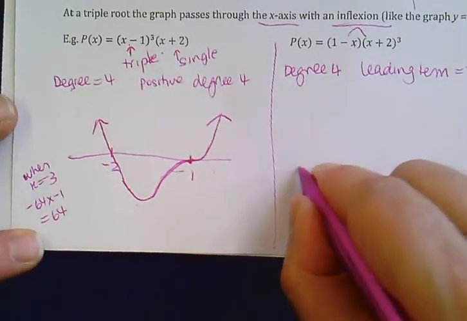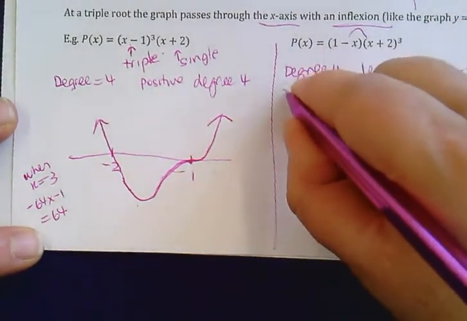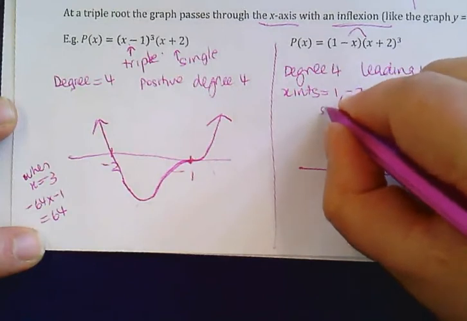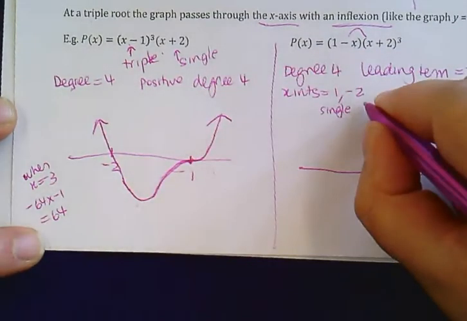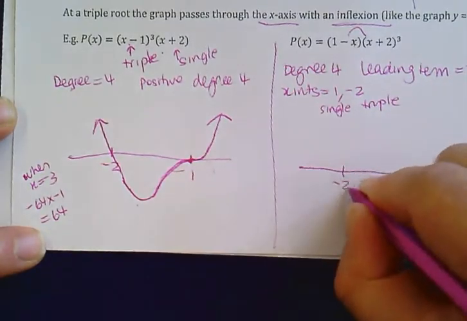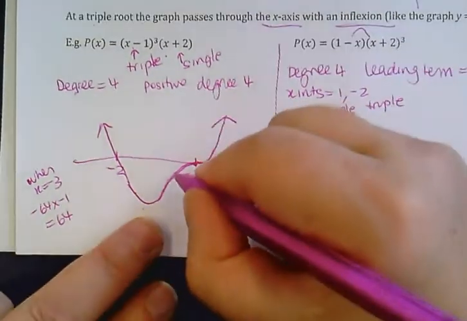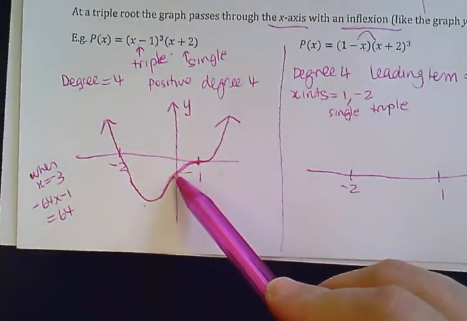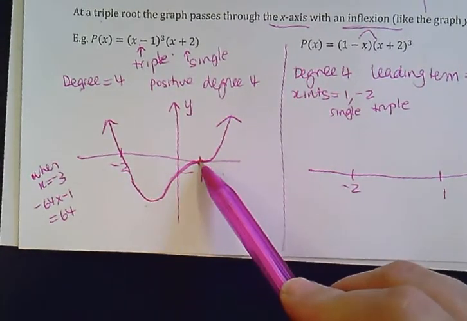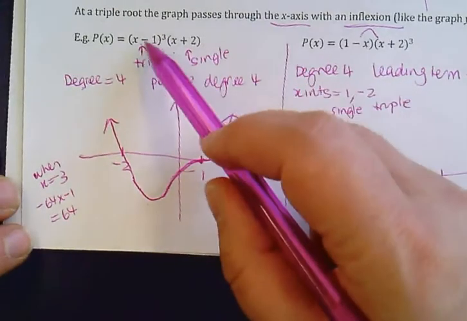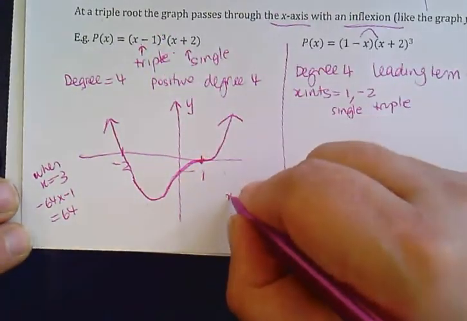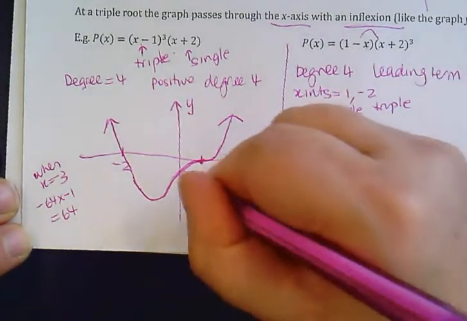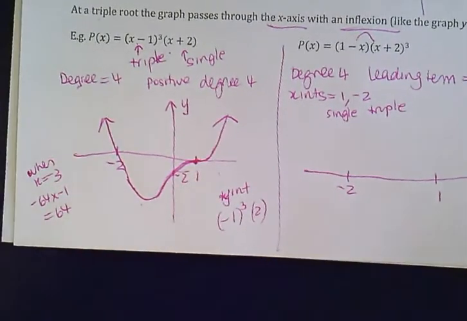All right? So, let's see. Where do we have the double root? So, the x-intercepts are at 1 and negative 2. And we have the single root at 1 and the triple root at negative 2. Okay. Now, coming back to this one, the y-intercept would have to be negative here, wouldn't it? If that's 1 and that's negative 2, here's 0. Let's just look when x is 0, you get negative 1 cubed times 2. Yeah, that makes sense, negative 2. Very good. Good idea to put it in.